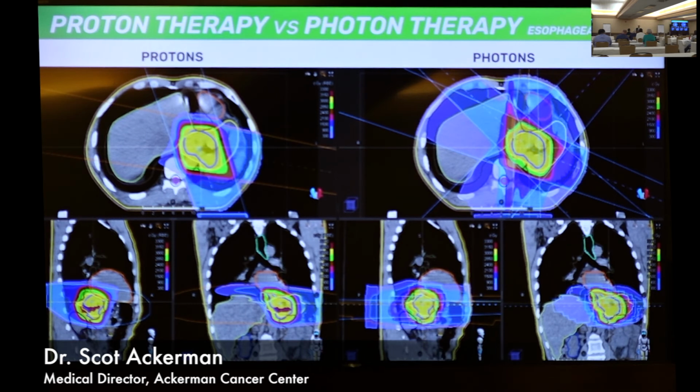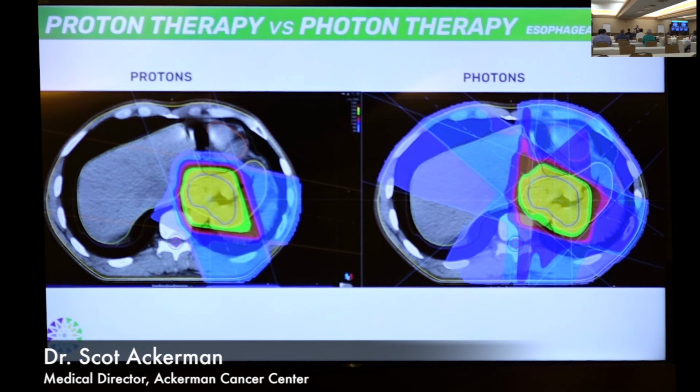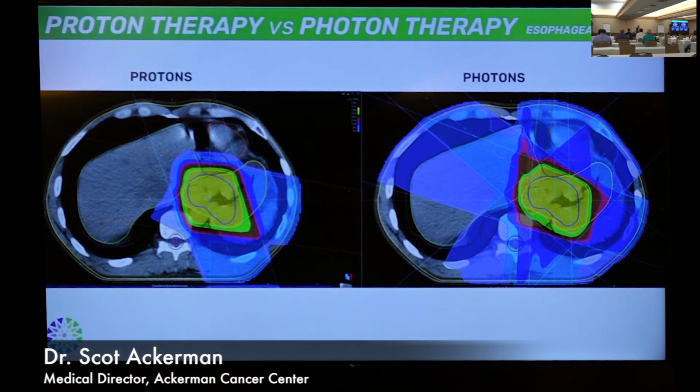Here's esophageal cancer. I'm going to go to the next slide in a second. I just want to show you the way we do our planning. On the right is an IMRT photon plan where the beam comes in from many angles. We evaluate it axially, sagittally, and coronally. And again, you can see that color wash of that light blue, and even the red there is a lot larger than it is with the proton plan, which is on your left.